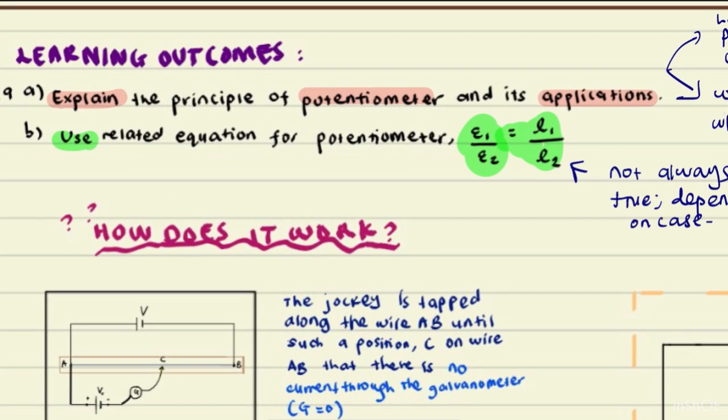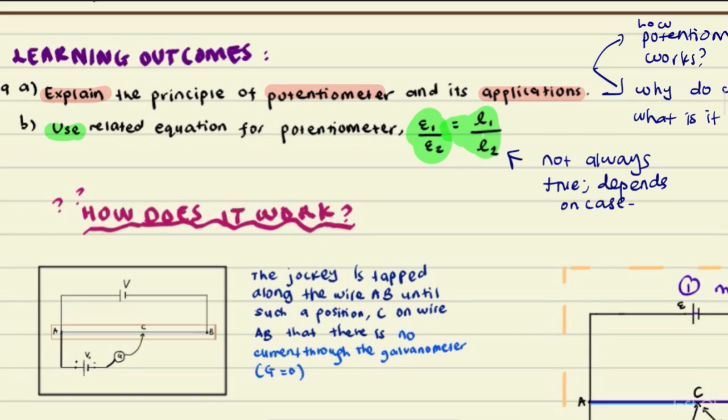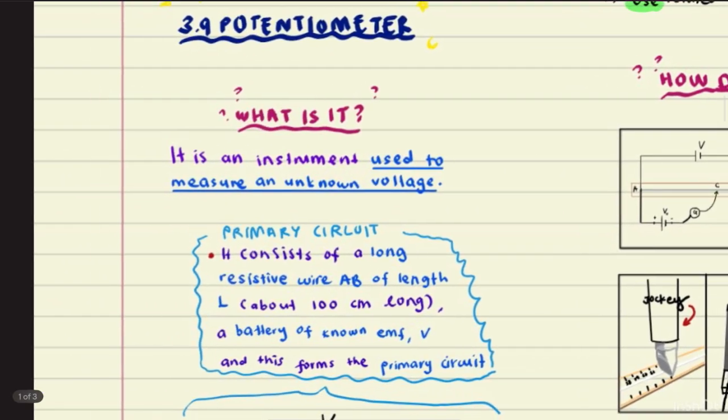So here we have EMF 1 over EMF 2 sama dengan length 1 over length 2. So you'll see this around, tapi this is not actually always true. Sebab it all depends on the potential difference on the wire. Okay, nanti Miss tunjuk macam mana potentiometer.